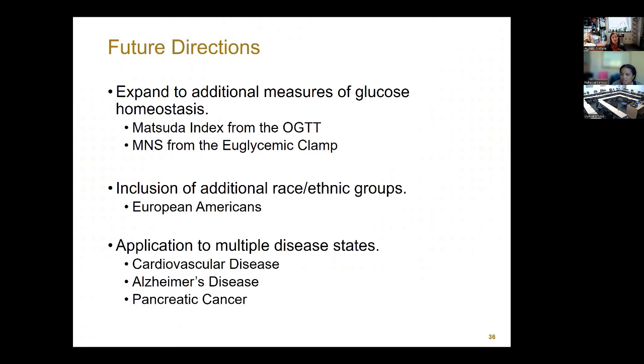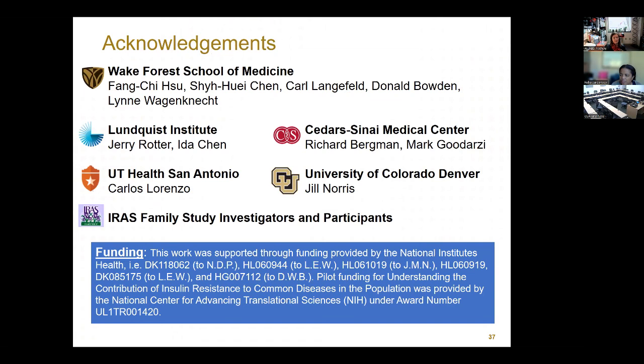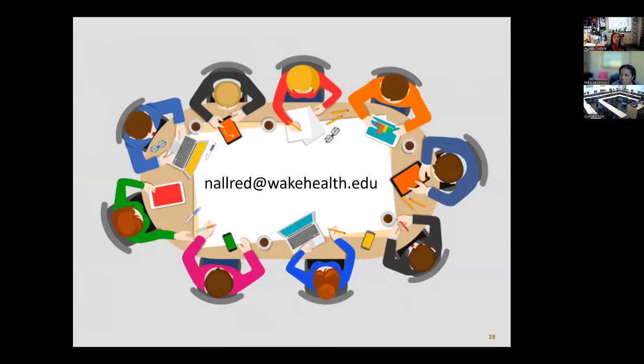And finally, our ultimate goal will be the application to multiple disease states where we have already established collaborations to look at cardiovascular disease, so this is in both MESA and ARIC, Alzheimer's disease with Corinne Engelman, as well as Suzanne Craft here at Wake Forest, and pancreatic cancer with Rachel Stolzenberg-Solomon at NIH. So in closing, this research would not be possible without a collaborative team of investigators and of course our funding sources. And we're always looking to expand our collaborations. And with that, I'd be happy to answer any questions.